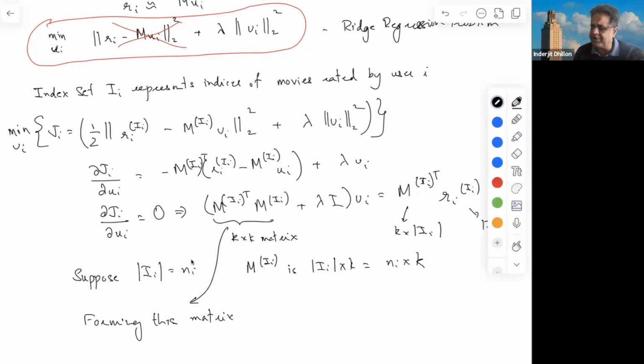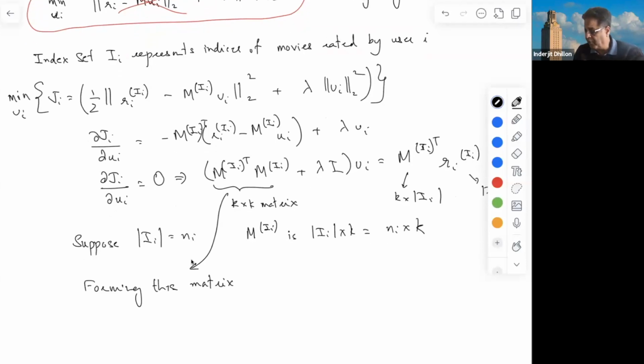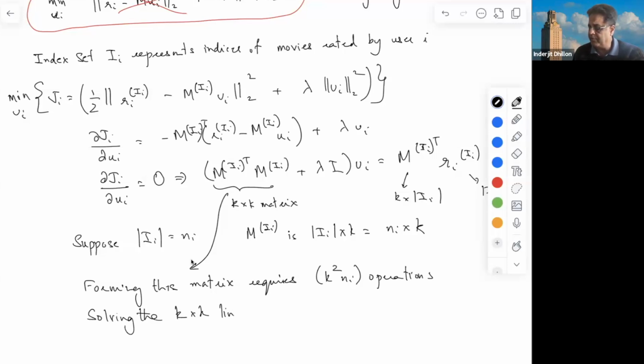I'm doing this because you'll actually have this problem for your homework; you'll need to do these computations. Forming this matrix is basically multiplication of two rectangular matrices, which will be K squared times n_i operations. Then solving the linear system, a K by K linear system, you'll probably use some routine, but it'll take order K cubed operations.